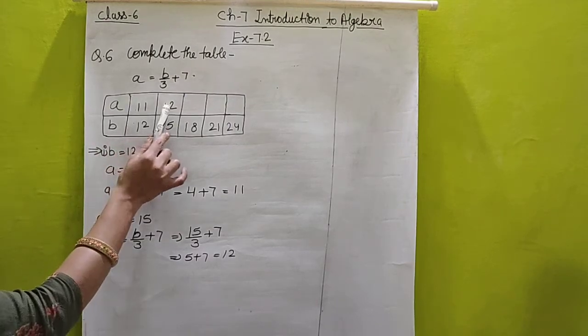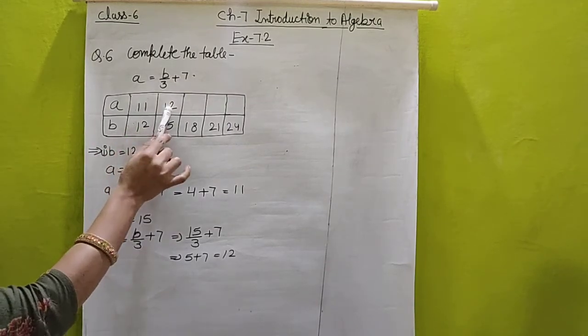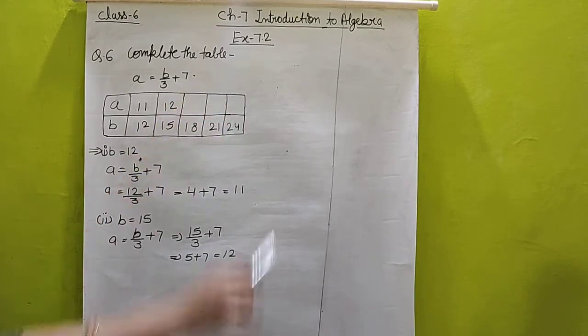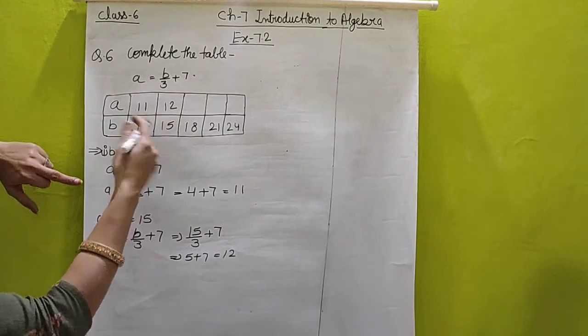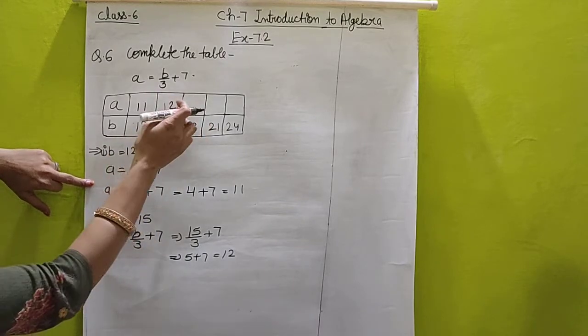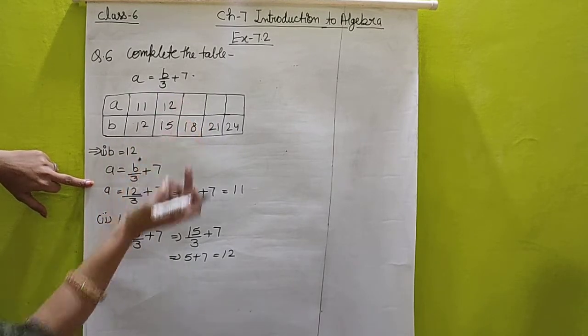So 11 plus 1, 12, only plus 1. So 12 plus 1, 13, 13 plus 1, 14, 14 plus 1, 15 will come. Okay, you can still do cross checking. We are finding the third one also. We will check whether 13 is coming or not.